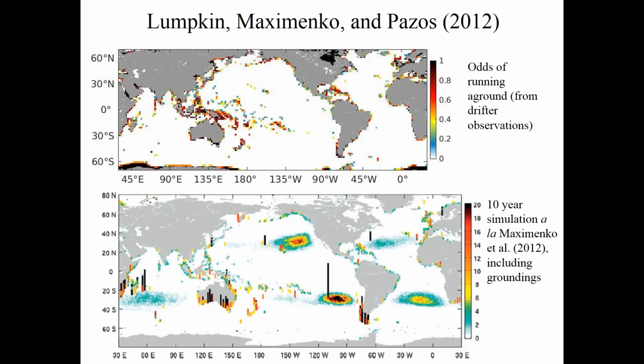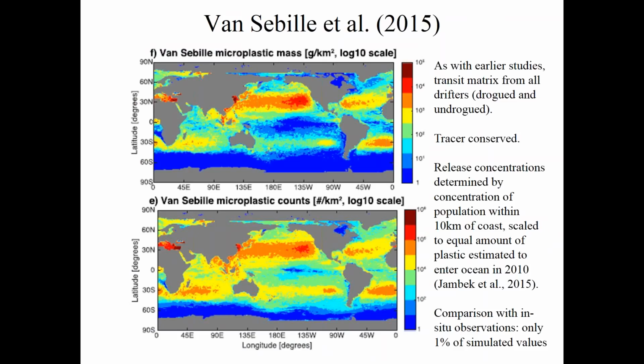And then you see the concentration 10 years later, and you can see there are some slight differences in the magnitudes and the intensities of these different trash gyres compared to Maximenko et al. In particular, the South Pacific one is extremely strong in this simulation. But most debris is not released in the southern hemisphere. It's certainly not released homogeneously. And so von Sebille et al.